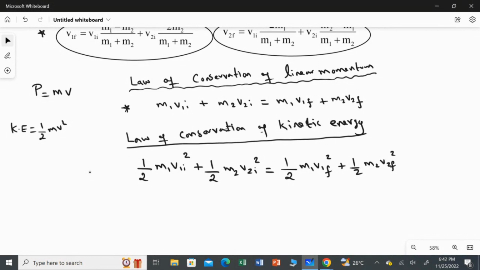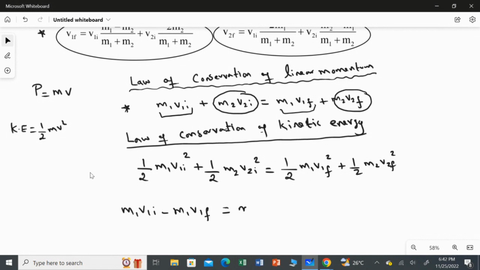I'm going to take these two terms, m2 v2i and m2 v2f, to one side, right? So what will happen? m1 v1i, when you move m1 v1 final to the left side, it becomes negative, right? So m1 v1 initial minus m1 v1 final is equal to m2 v2 final, and when you move m2 v2i to the right hand side, it becomes negative, so minus m2 v2 initial. Clear?